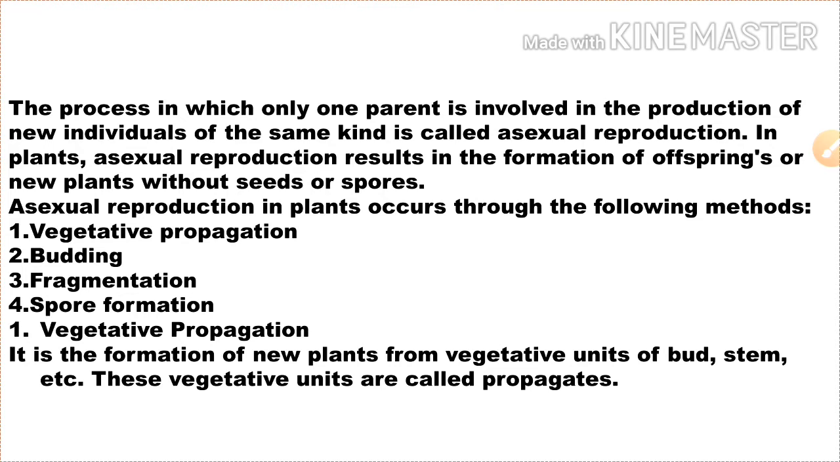Asexual reproduction in plants occurs through the following methods. First one, vegetative propagation. Second one, budding. Third one, fragmentation. Fourth one, spore formation. The first one, vegetative propagation, is the formation of a new plant from a vegetative unit such as bud, stem, etc. These vegetative units are called propagules. We will learn more about vegetative propagation in the next chapter, natural vegetation.